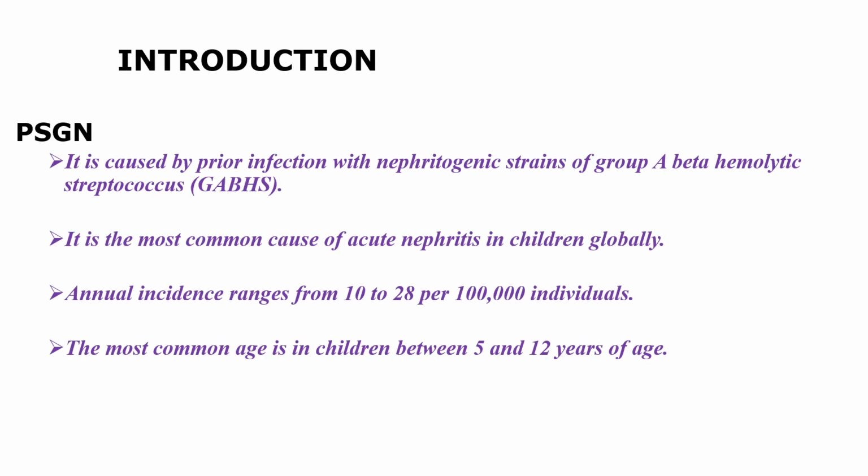poststreptococcal glomerulonephritis is caused by prior infection with nephrogenic strains of group A beta hemolytic streptococcus or strep pathogens. It is the most common cause of acute nephritis in children globally. The annual incidence ranges from 10 to 28 per 100,000 individuals, and the most common age is in children between 5 to 12 years of age.